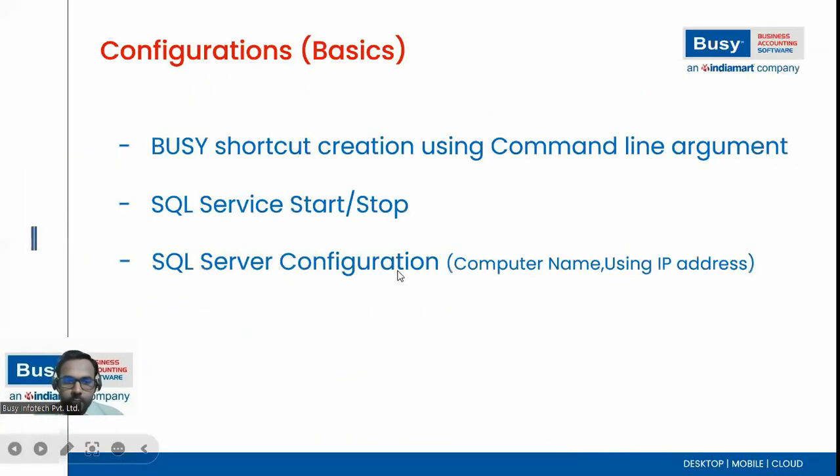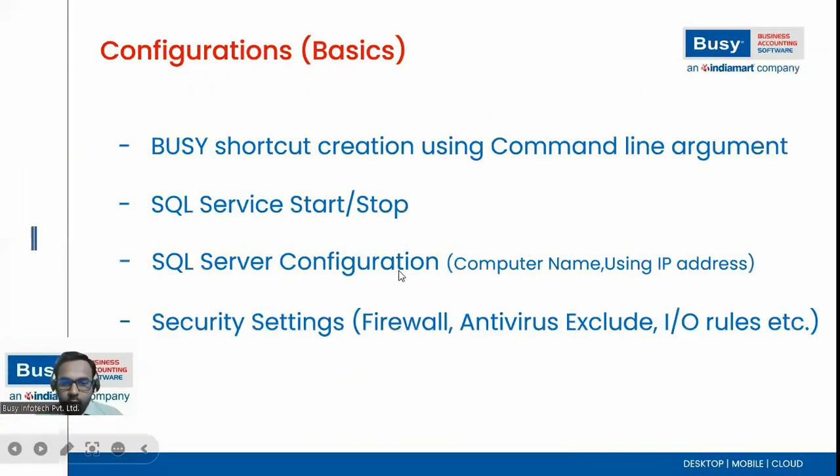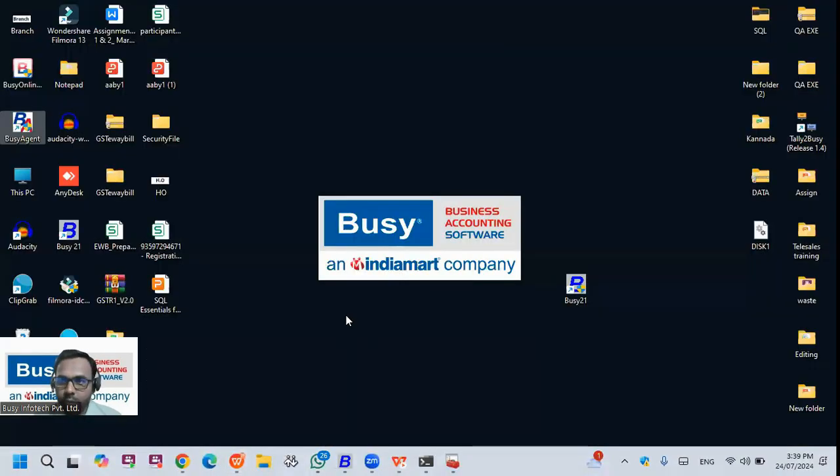Now let me show you how to do certain security settings for the SQL connectivity. That is firewall, antivirus, IO, that is inbound, outbound rules, etc. First and foremost, you should try to connect to the database from your server as well as client machines. If it is not working, then you should do certain other security settings.